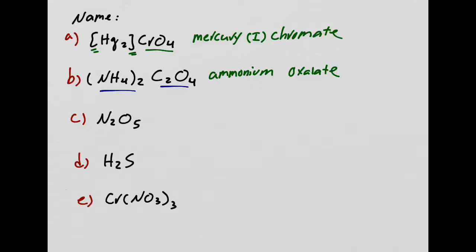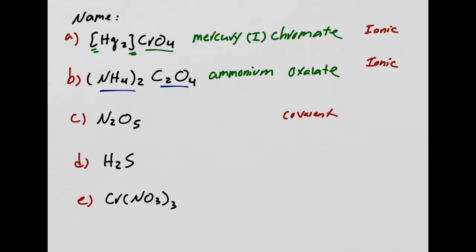Because the naming would be different. The first one was ionic. The second one was also ionic. It was a balance of charges. You have polyatomic ions. It was ionic. Now this one, N2O5, is actually covalent, right? Why is it covalent? Because I have 2 nonmetals together. When you have 2 nonmetals together, that is covalent.